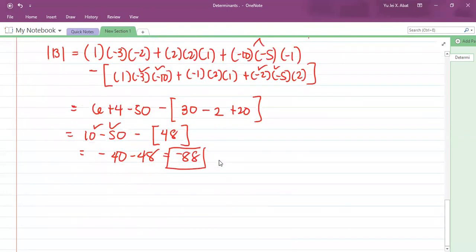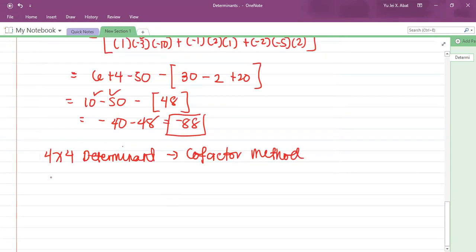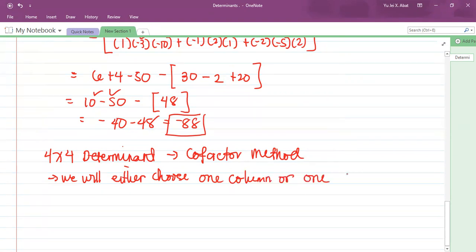So how about for a 4x4? Okay. So 4x4 determinant. A 4x4 determinant, we are going to employ cofactor method. Okay? Ibig sabihin ng cofactor is we will either choose one column or one row. Depende, pipili tayo, no? To be the cofactor.